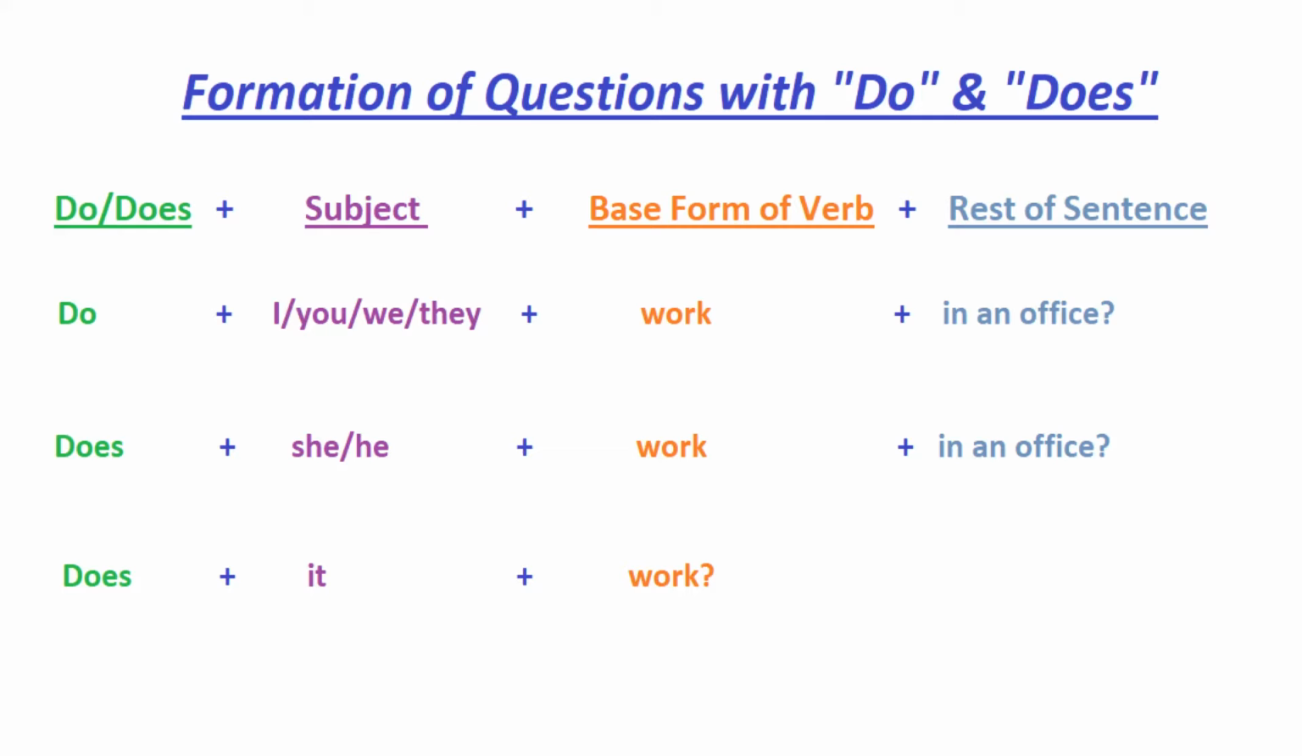Do plus the subject, which is I, plus the base form of the verb, which is work, and the rest of the sentence is in an office. Or for the subject you, it would be, do you work in an office? Do we work in an office? Do they work in an office?